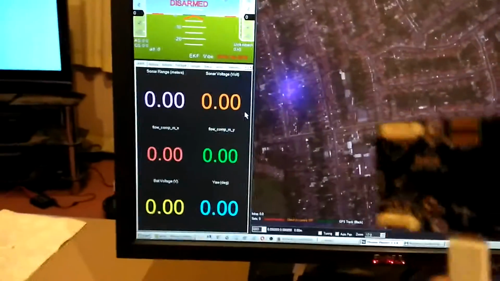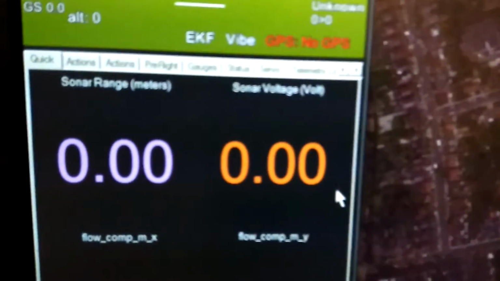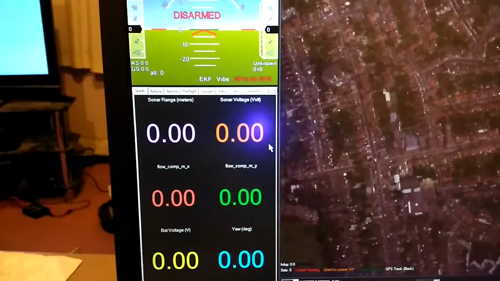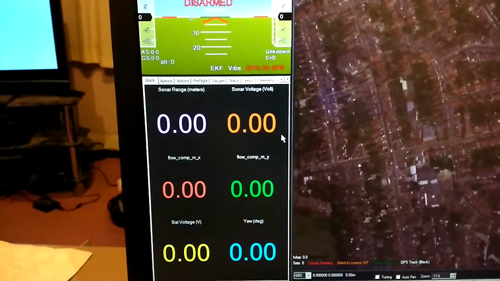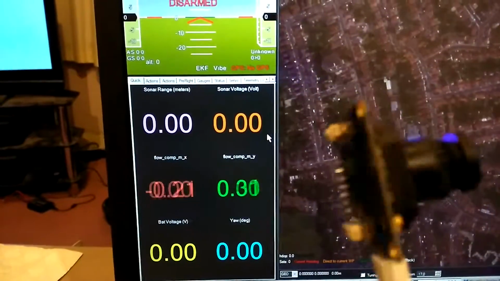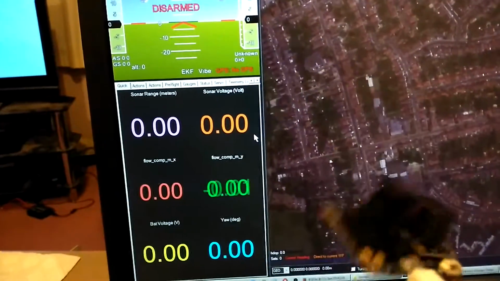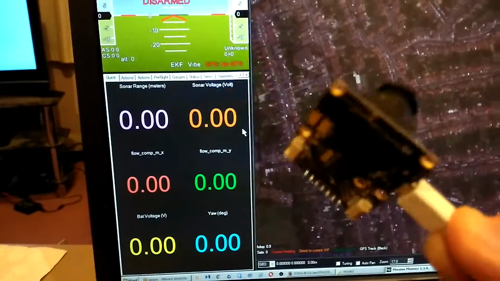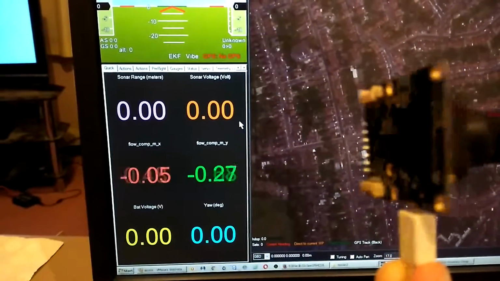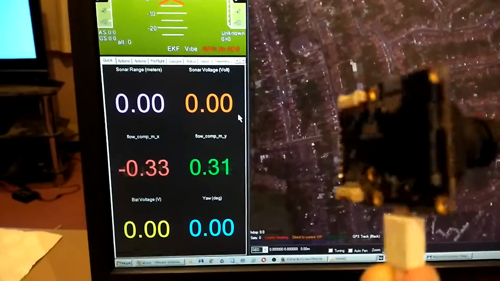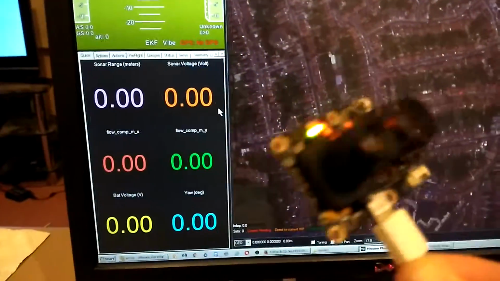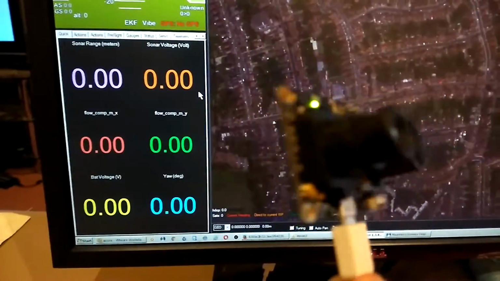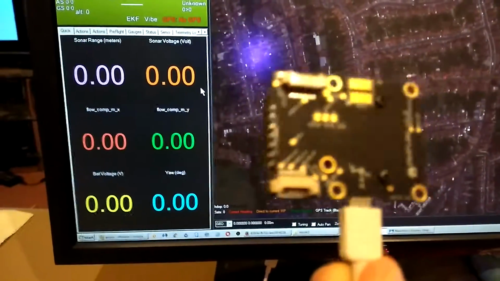However, if you'll notice, the sonar voltage, which is at the top, these two, these are not changing, no matter what I do. If I put it up, that doesn't change. But the camera is changing. Camera's working fine. So I think this might be defective. Anyway, I'll let unmannedtech decide how we can proceed with that.